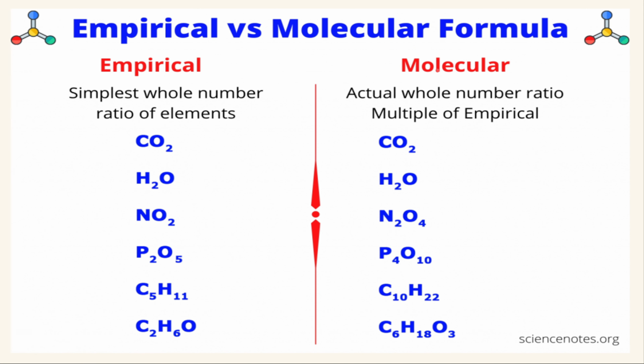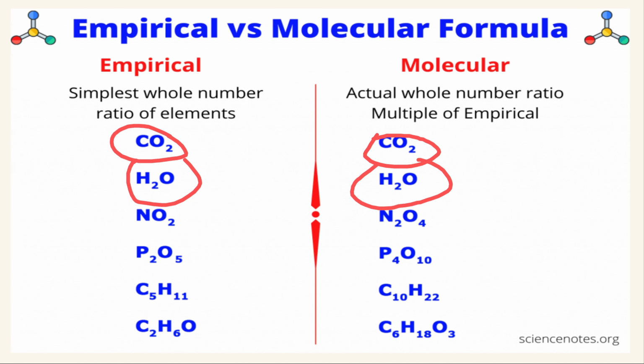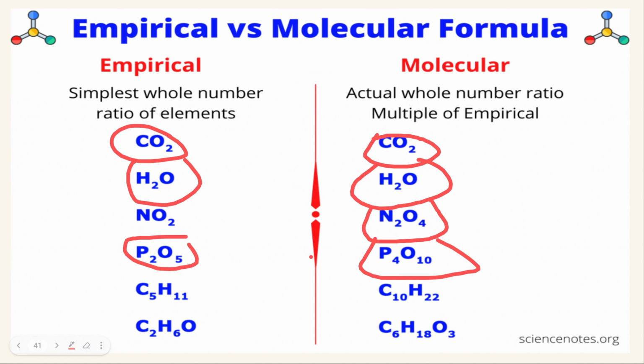Then these are just some examples. The molecular formula of carbon dioxide is CO2. We can't simplify it anymore, so the empirical formula will also be CO2. The molecular formula of water is H2O. Same for the empirical formula, it cannot be simplified any further. The molecular formula of nitrogen oxide is N2O4. N2O4 simplified is going to be NO2. This is the molecular formula of P4O10. Simplified is going to be P2O5.